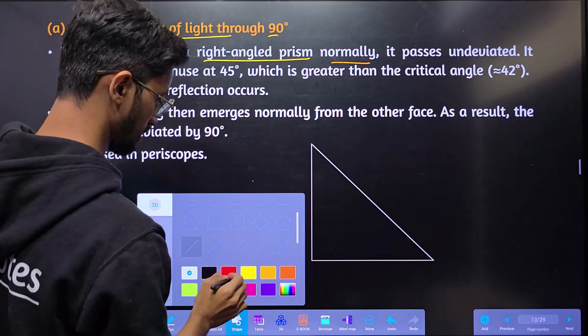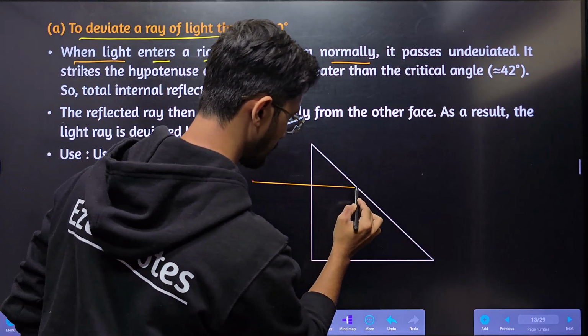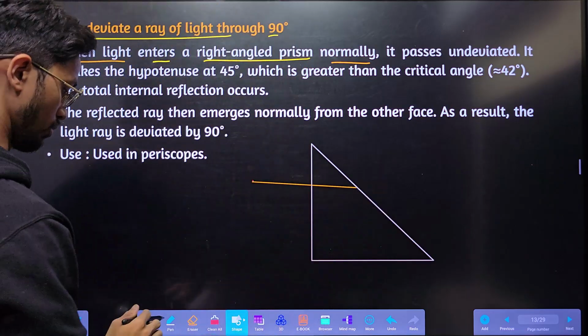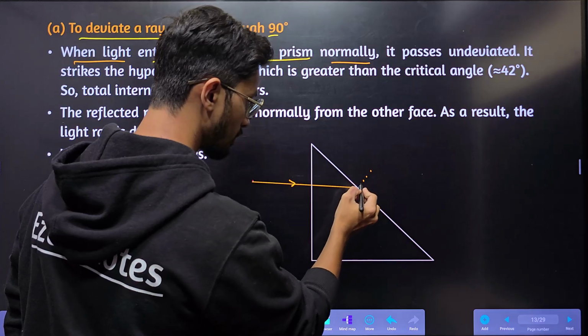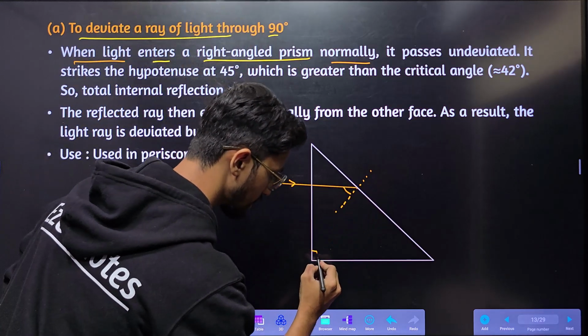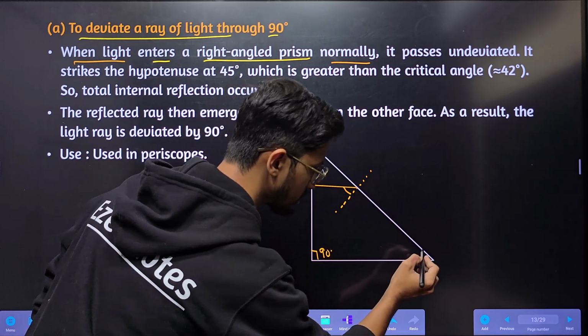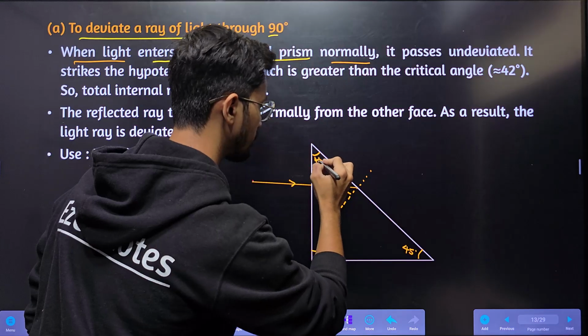Wait, let's change the color. It's entering like this normally. So now what happens? It's entering normally. This is the actual normal. What will be this angle? This is 90, right? This is 45, right? And this is also 45.